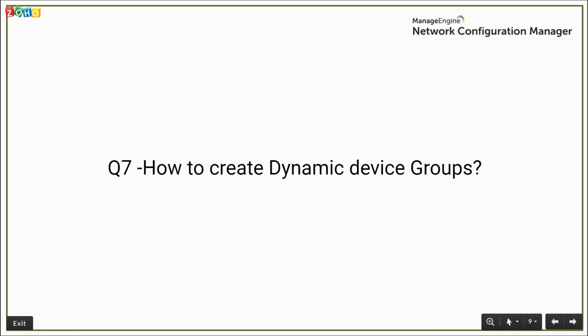How to create dynamic device groups. For example, if you want to automatically add the devices into device groups, in this case you can use dynamic device groups. Like for example, if you add any FortiGate devices, the devices will be automatically added into the FortiGate device group. For that, you can create a dynamic device group. If you create a dynamic device group and add any FortiGate devices, the FortiGate devices will be automatically placed under the particular device group. I will show you how to create a dynamic device group in Network Configuration Manager.